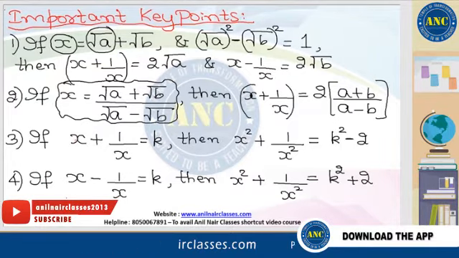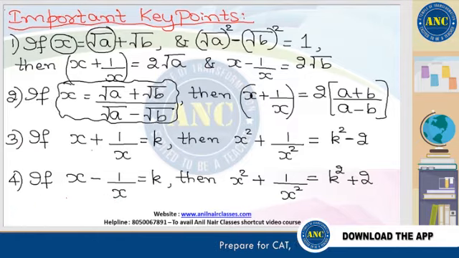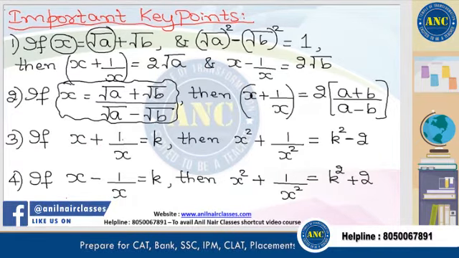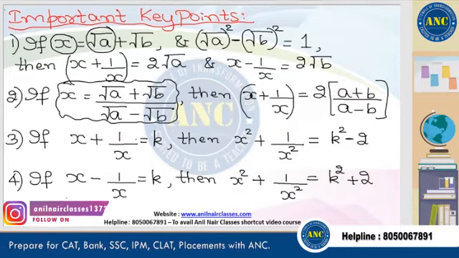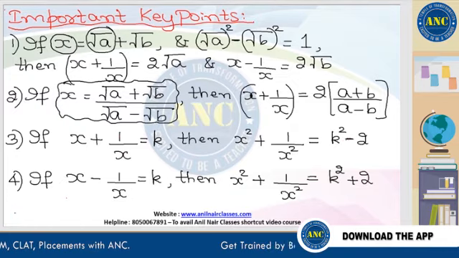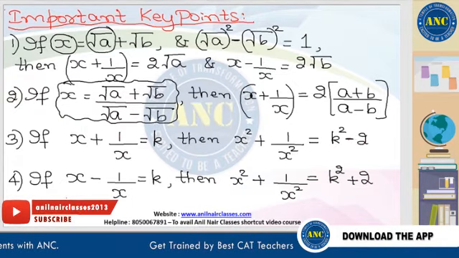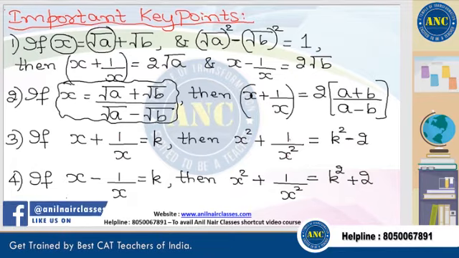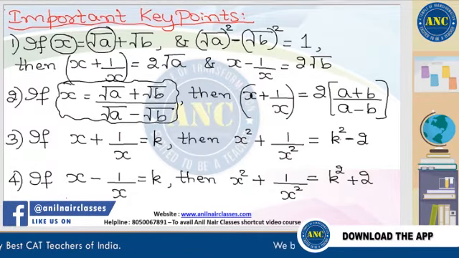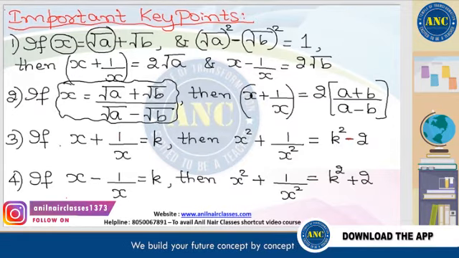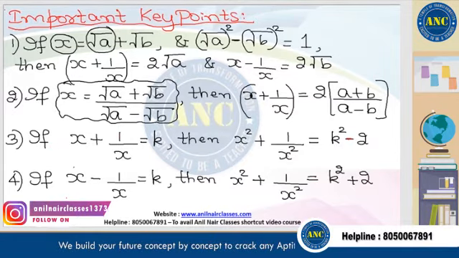It is very simple. In the third formula, or the third key point, the coefficient of x is 1, and the coefficient of 1 by x is also 1. And in the same third key point, it is k square minus 2. Here also the coefficient of x square is 1, and the coefficient of 1 by x square is also 1.